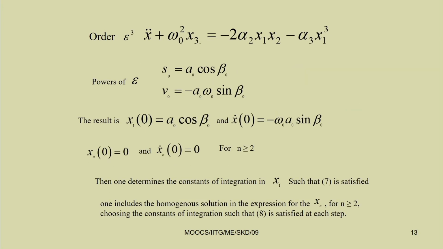Similarly, after getting the x1 and x2 expressions, you can write down the third equation, for the order of epsilon cube. In the third equation also, the left hand side has the unknown terms with x3, and the right hand side has the known terms, that is x1 and x2.